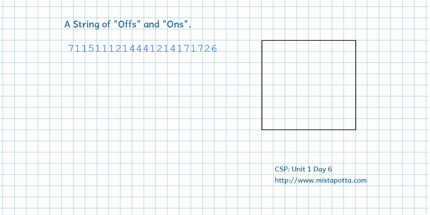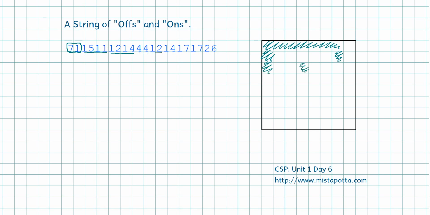So I've got a 7 and a 1. Remember, I have to look at these as pairs or groups that add up to 8. So I need 7 on and 1 off. Then this next group of 8, 1, 5, 1, 1. So 1 on, 5 off, 1 on, and 1 off. Then I've got 1, 2, 1, 4. So 1 on, 2 off, 1 on, and 4 off.